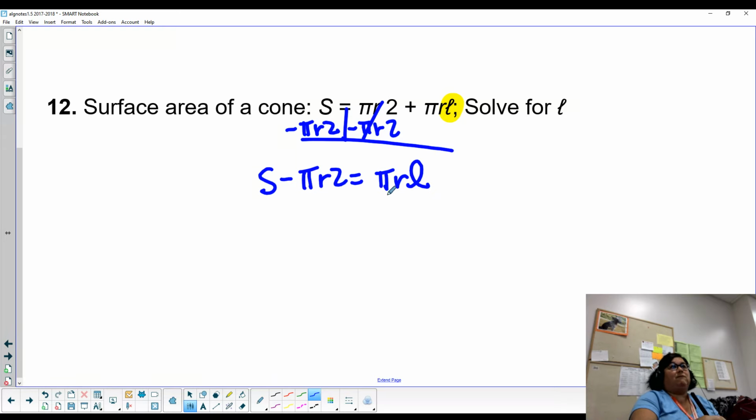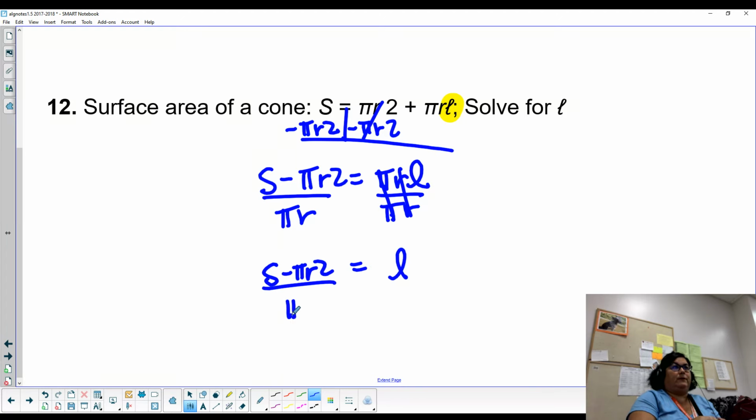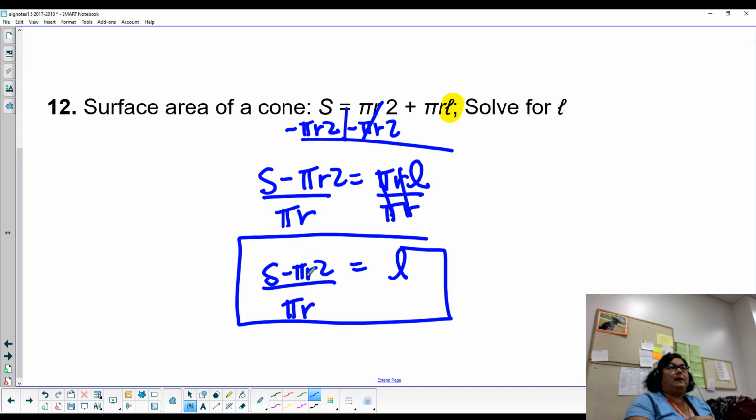Then I can divide by pi and r, since I'm solving for L. S minus pi r2 over pi r. I kind of think this was supposed to be squared and it's a typo, or maybe it happened when it was transferred over, but that's okay. We can solve it this way, and this is the answer right here. Notice that I don't cancel the pi's, because this one would have to have a pi as well in order to cancel both of them.